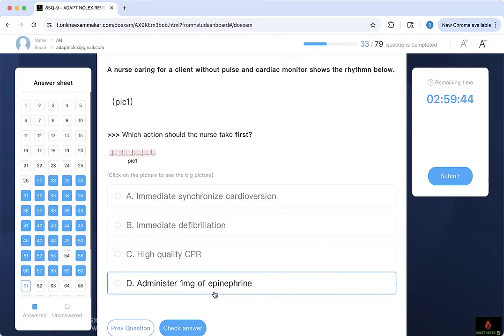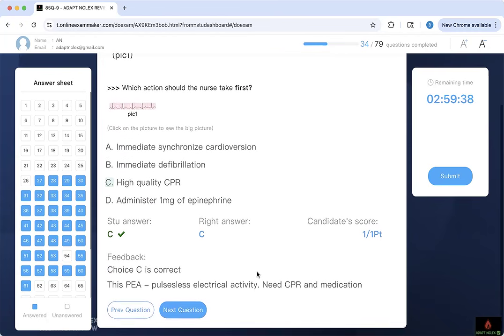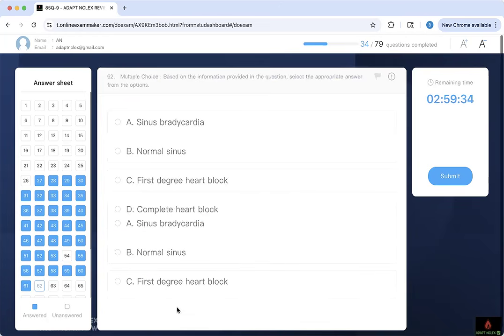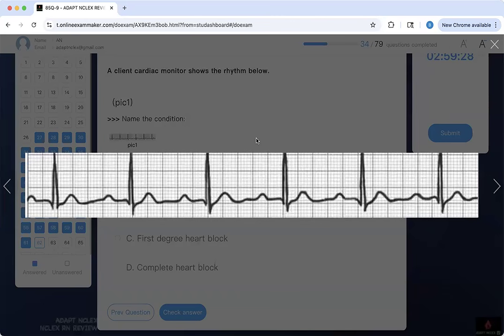If I have asystole, what is the first thing I would do? Put your hands on their chest, push on their chest, and give them compressions. They don't need any electricity first. The client's cardiac monitor showed this. How will you name this? How do you read an EKG?